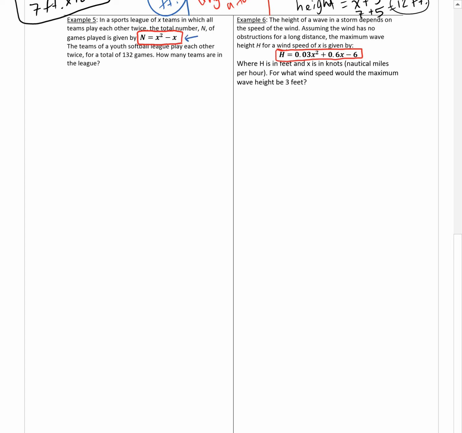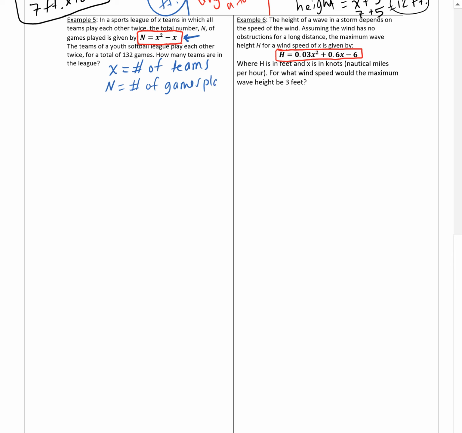okay, it's good to make a mental note that in this equation they gave me, n equals x squared minus x, x represents the number of teams, because they said in a sports league of X teams. So you can just keep that in your mind, or write it out to remind yourself. X is the number of teams, okay. In which all teams play each other twice, the total number n of games played. Okay, so that must be what n stands for. N is the number of games played.